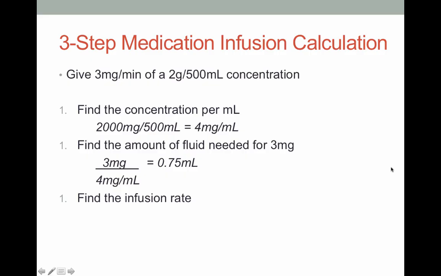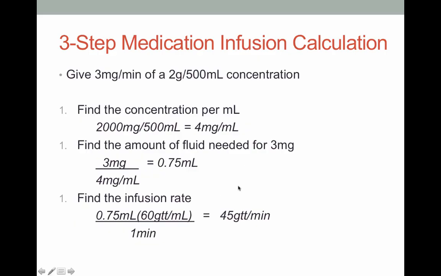So I know that I need 0.75 milliliters for basically 1 minute, right? I'm giving 1 dose, that 3 milligrams, and I want to get 3 milligrams per minute over an extended period of time. So in 1 minute, I'm giving 0.75 milliliters. And the last step to find my infusion rate, I've got my concentration. I found how many milliliters I need to give for just one dose of this 3 milligrams. So I need to find the infusion rate because I want it running over an extended period of time.